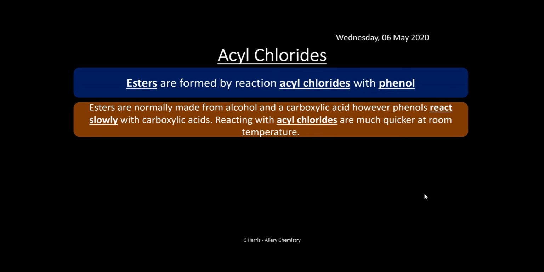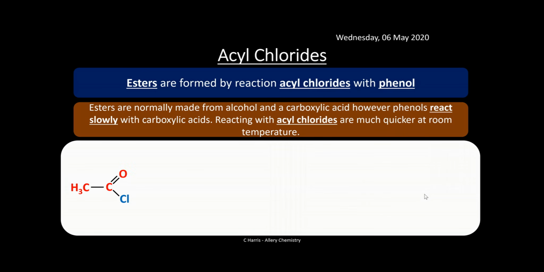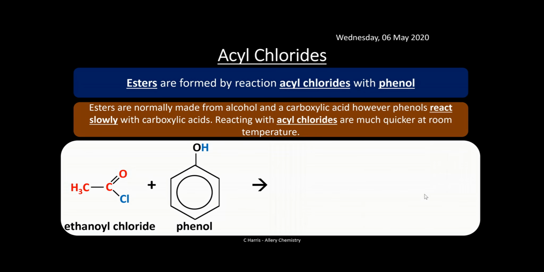Esters are normally made from alcohol and carboxylic acids, but phenols react slowly with carboxylic acids, so it's not as vigorous. Reacting with acyl chlorides is much quicker at room temperature, so this could be quite favourable for chemists. Here's our acid chloride again. This is ethanoyl chloride, and what we're going to do is react that with our phenol, which is there.